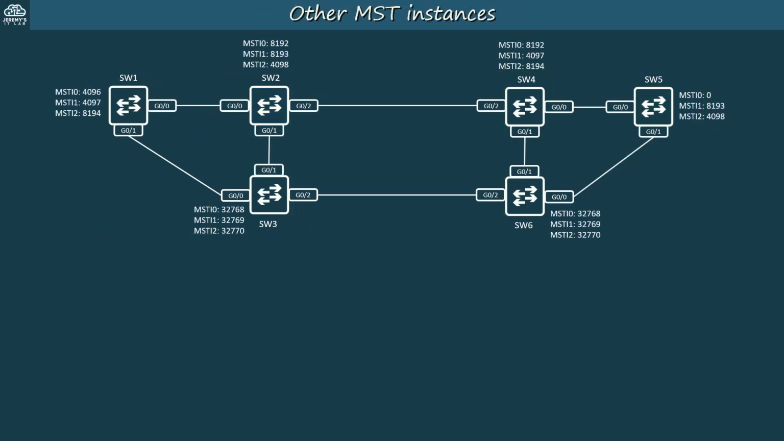Okay, let's rewind a bit and look back at this slide from earlier. So far, we've spent most of the video focusing on MSTI 0, which is the IST, the CST that connects the ISTs, and the CIST that encompasses all of them. But in most cases, we don't assign active VLANs to MSTI 0. It's only used for sending and receiving BPDUs and building the ISTs, CST, and CIST. What about the MST instances that actually carry regular network traffic?